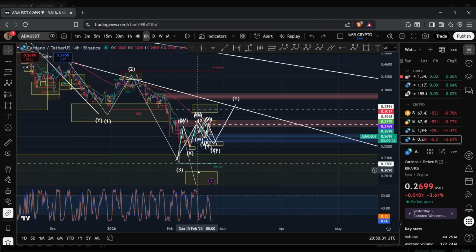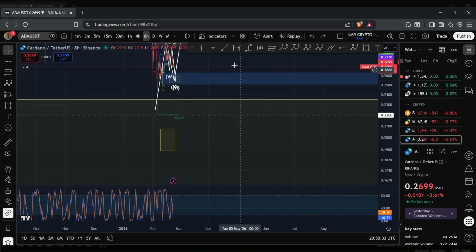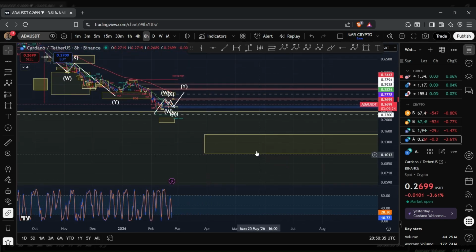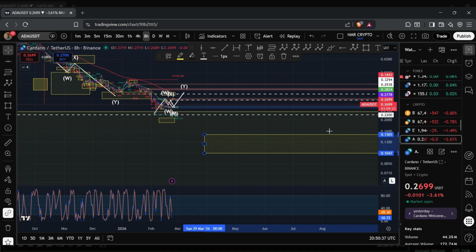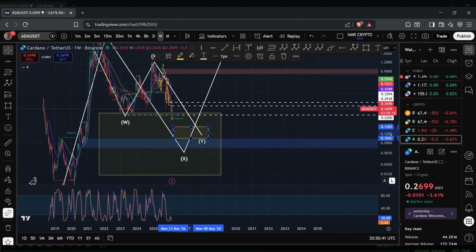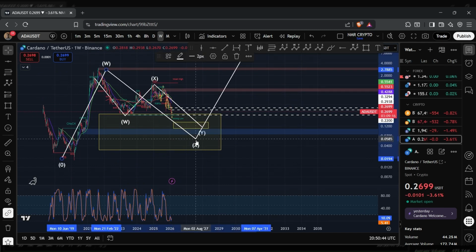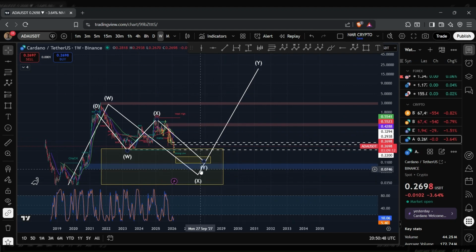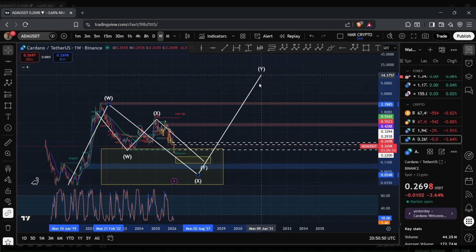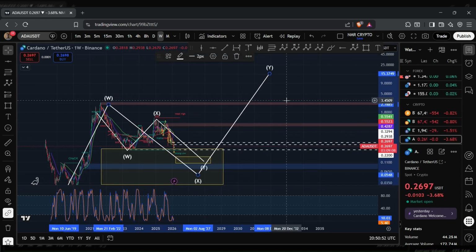But for now, I'm anticipating a continuation to the downside where the price of ADA could then even tap into this range between around 10 to 15 cents. And the reason being is because currently I'm tracking the X wave, which is made up of an internal WXY structure. And following this, I will be looking out for the reversal to the upside where we're going to begin to track the wave Y. And the wave Y has the potential to reach some high targets. But of course, that's something I'm going to be looking out for in the days and weeks and months to come, and I'll keep you guys updated.